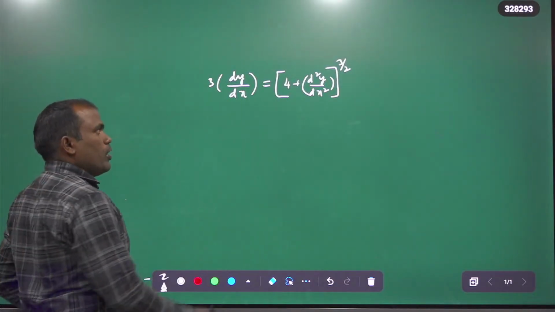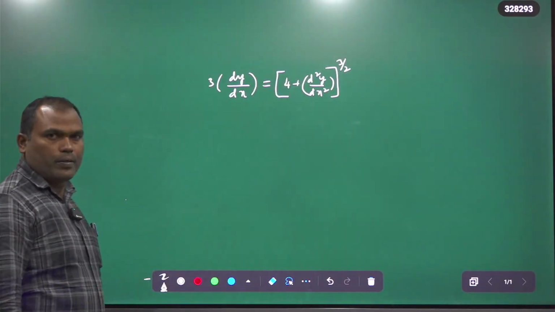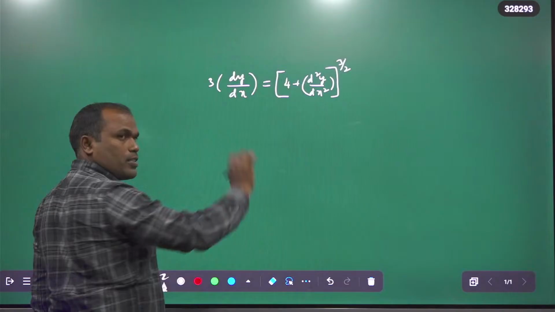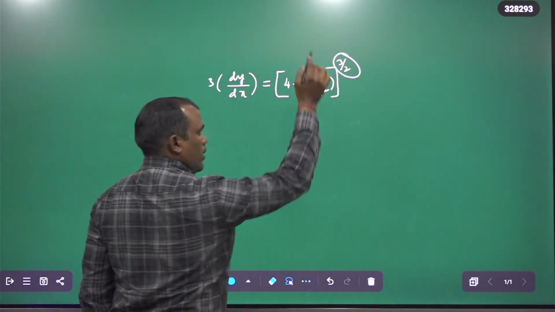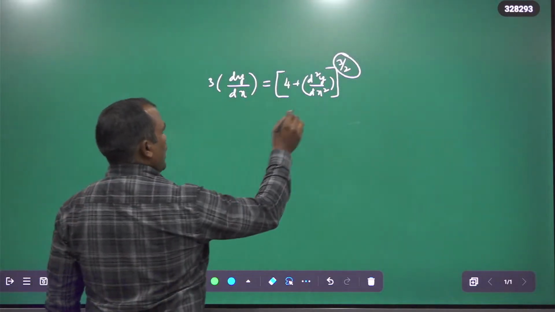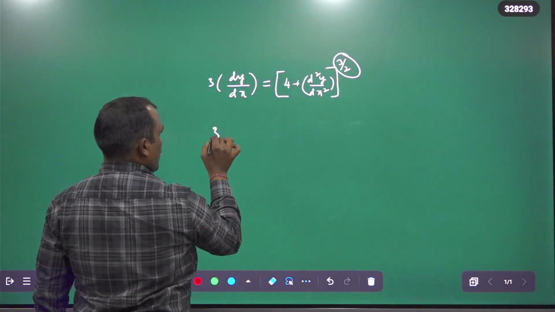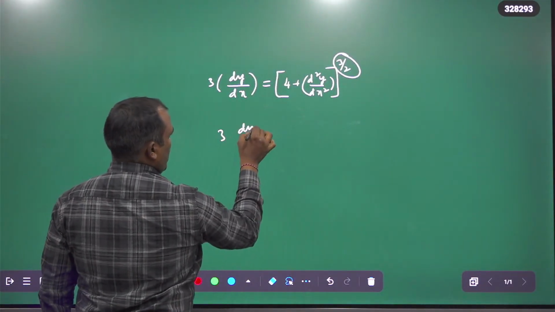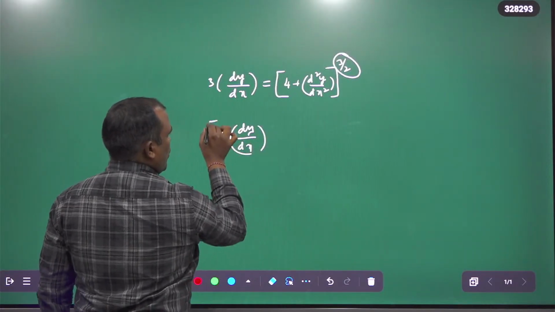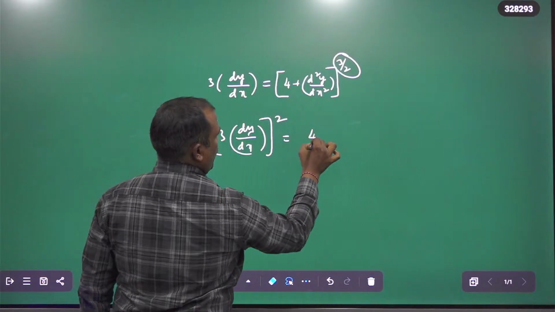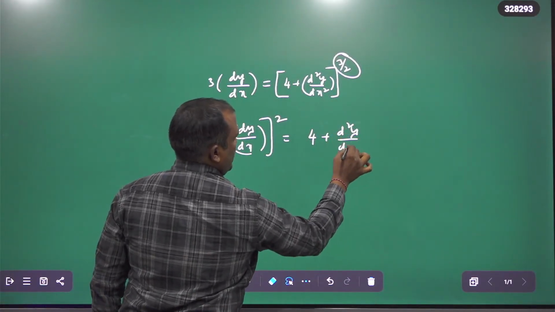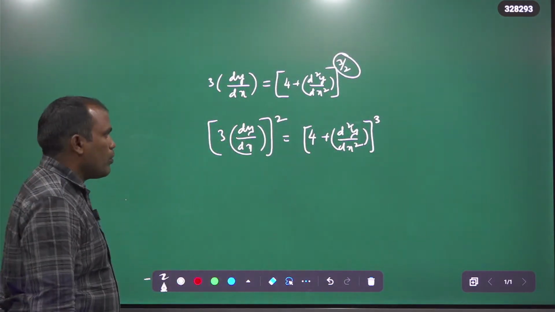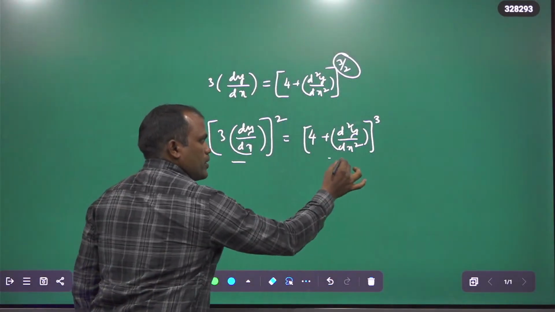Listen carefully. Whenever a differential equation is given, first we should observe one more important point. If any P by Q form is there in the RHS or LHS, we should convert it to a perfect form. Means this 1 by 2 I am sending here. Now 3 into dy by dx, whole to the power of 2, equal to 4 plus d square y by dx square, whole to the power of 3.